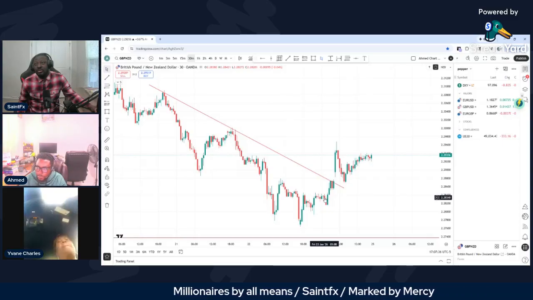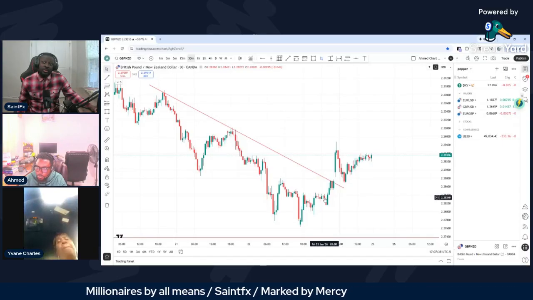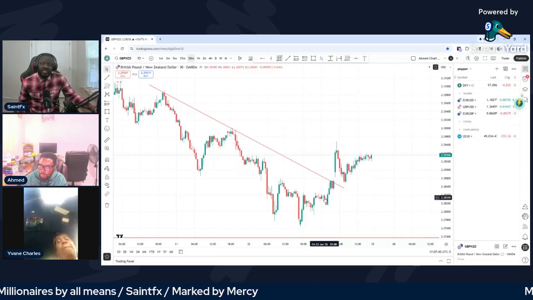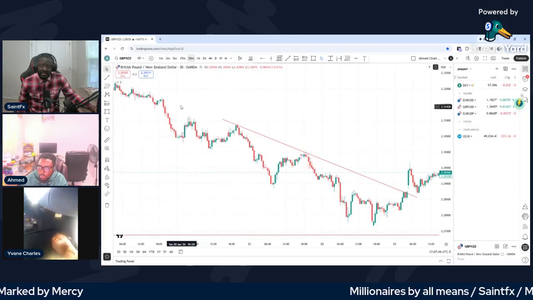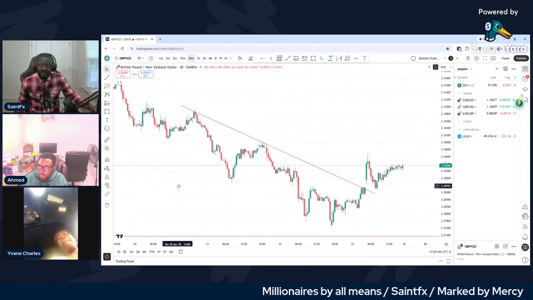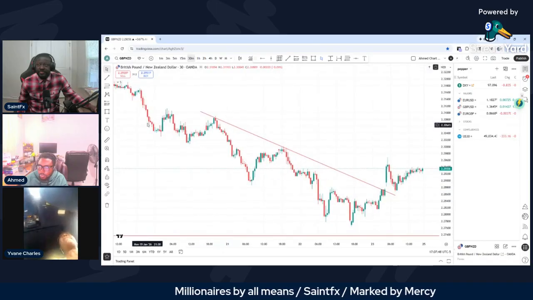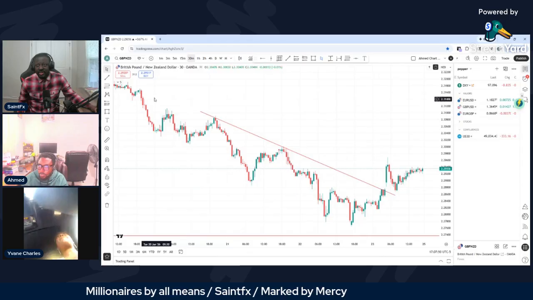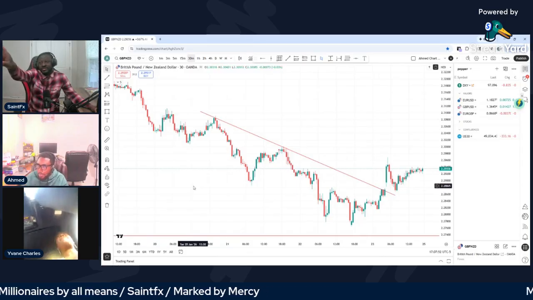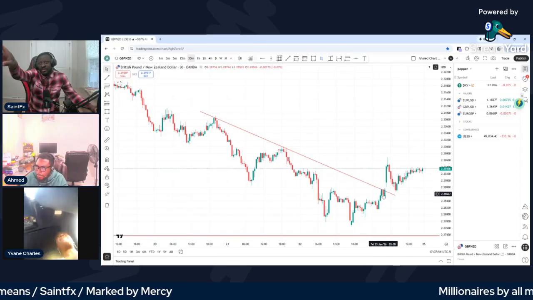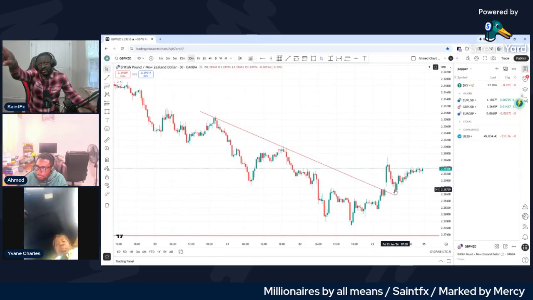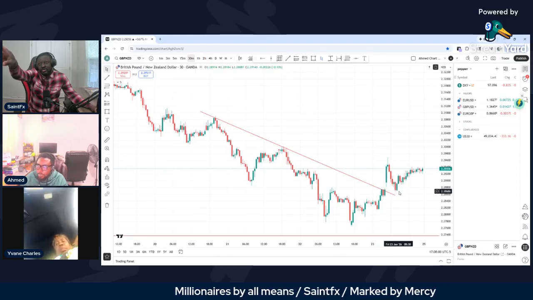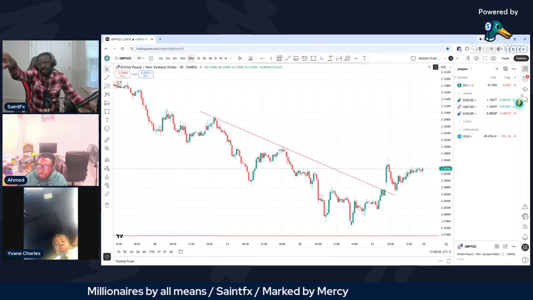I don't really know, but it looks bullish because it broke the trend line on the 30 minutes. And we have a retest on the trend line. If you look on the 30 minutes, the market opened up and did a retest on the trend line.